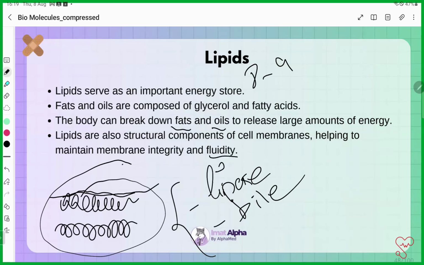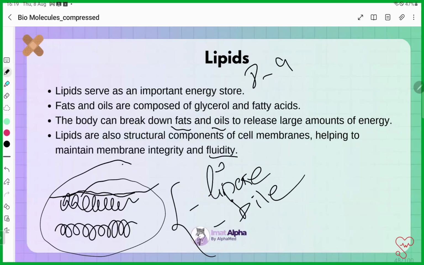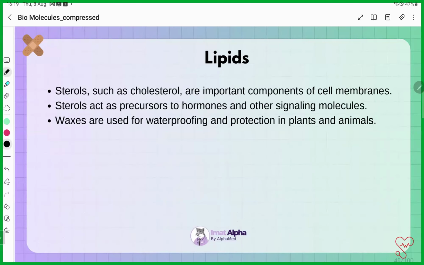Sterols, such as cholesterol, are important components of the cell membrane. Sterols sit inside the phospholipid bilayer here. This is the position of the sterols. Sterols also act as precursors to hormones and other signaling molecules. Waxes are used for waterproofing and protection in plants and animals.